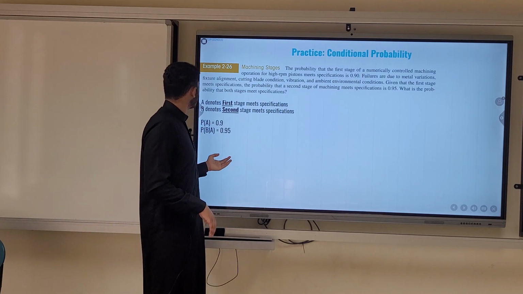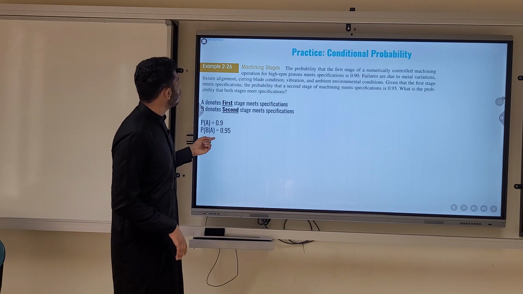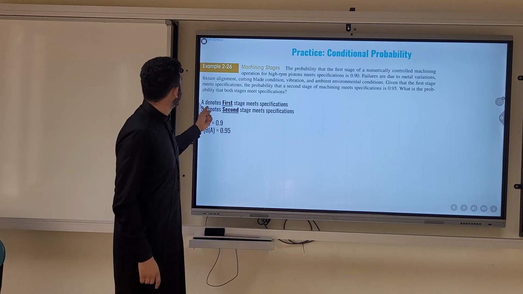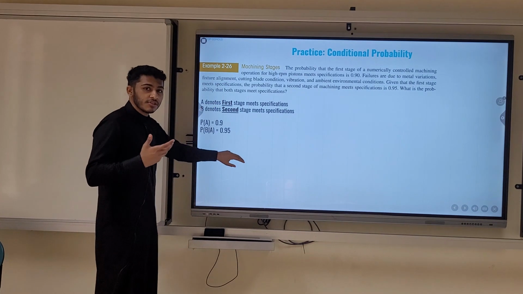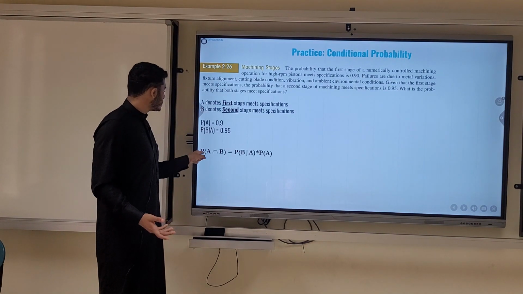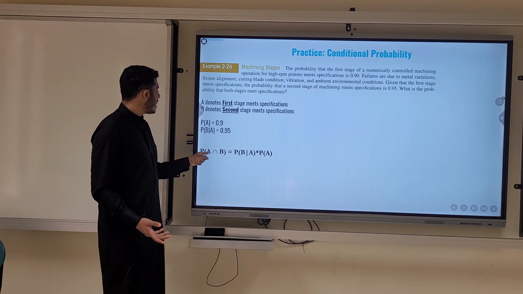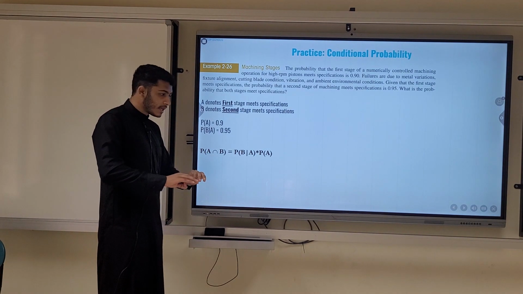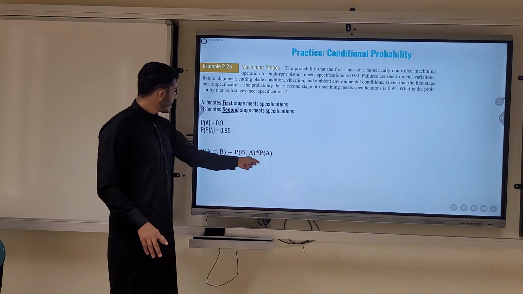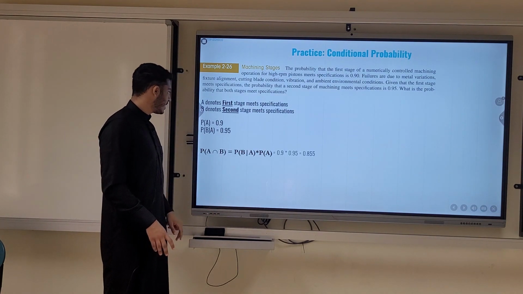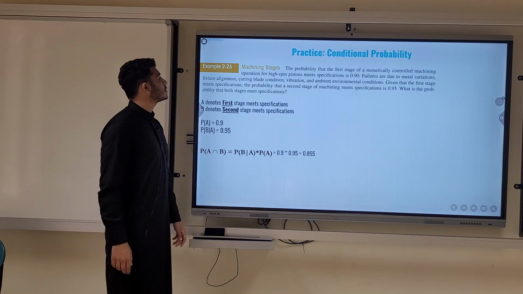What the question is asking us is to find the probability of both stages meeting specifications. So we need the intersection of both of these stages. So the probability of A and B both meeting specification, or both being successful at the same time. We're going to implement this formula simply and we're going to get this answer in return.